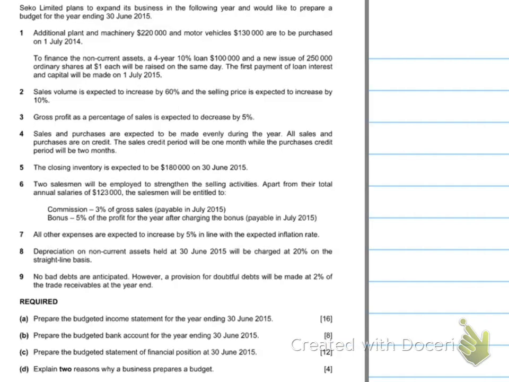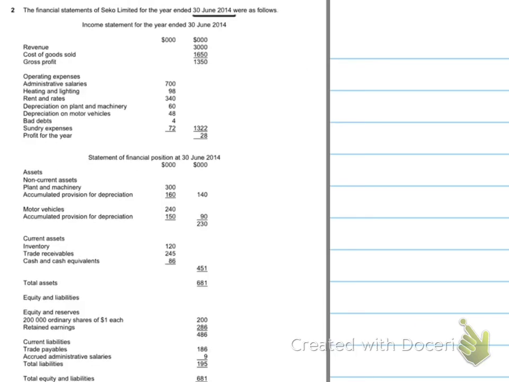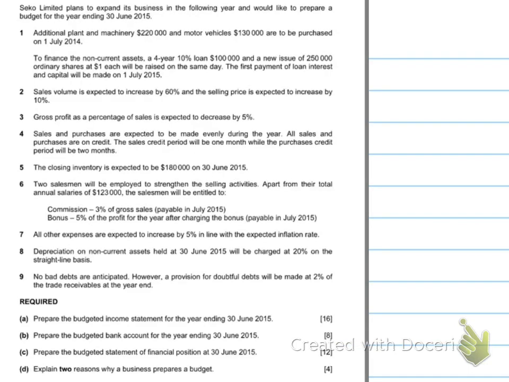Alright, so let's see. Seko Limited plans to expand its business in the following year and would like to prepare a budget for the year ending 30th June 2015. We'll deal with each adjustment, each point, one at a time. Additional plant and machinery of 220,000 and motor vehicles of 130,000 are to be purchased on 1st July 2014. This means the start of the year, because our year ended on 30th June 2014.